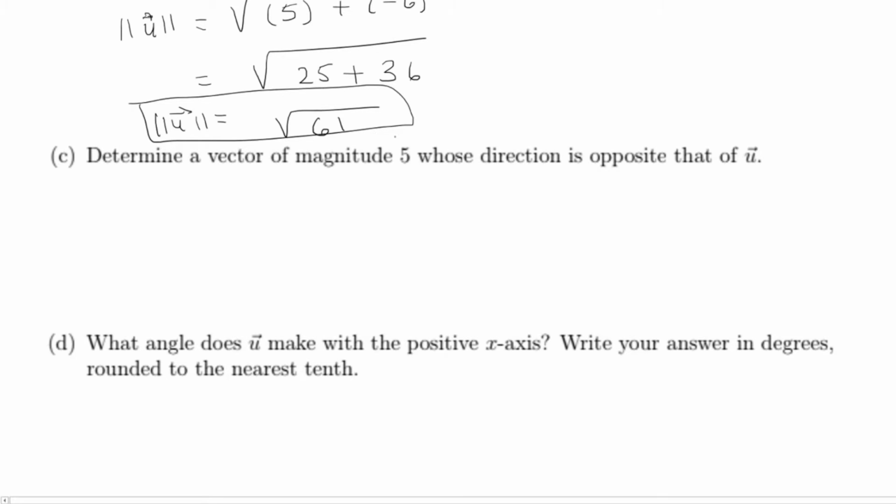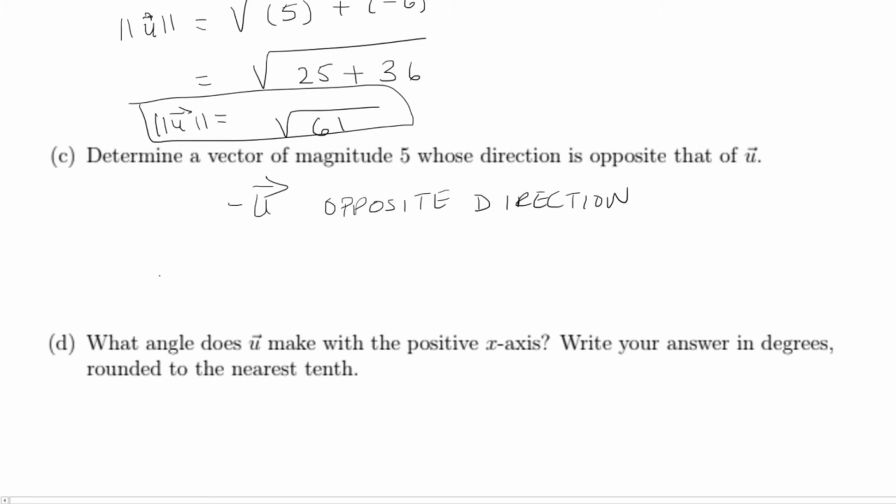Now I want to determine a vector of magnitude 5 whose direction is opposite that of U. So first, if it's going to be opposite of U, we know we're going to have negative U. So negative U has opposite direction. Okay, the next thing is the length of this vector is square root of 61. So I want to make sure it's equal to 5.